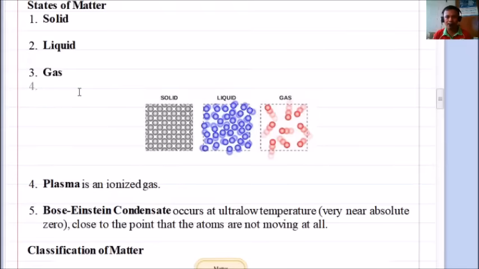Kung mapapansin natin, loosely na yung mga particles niya. And that's why it has neither a definite shape or definite volume. So, wala po siyang sariling volume, wala siyang sariling shape. Ayan. And then another one is the plasma.